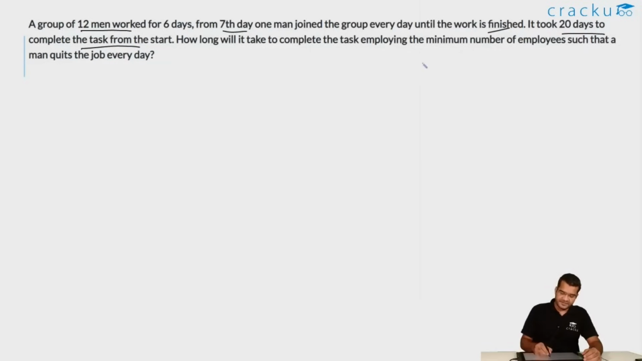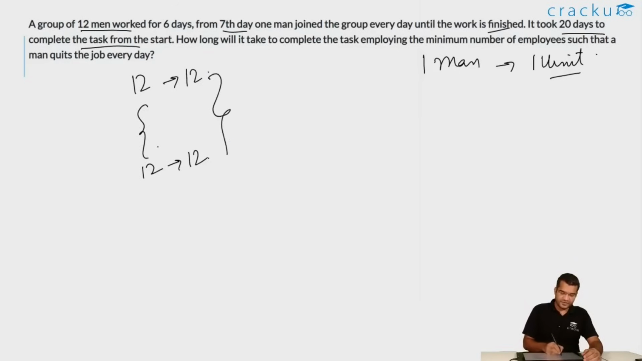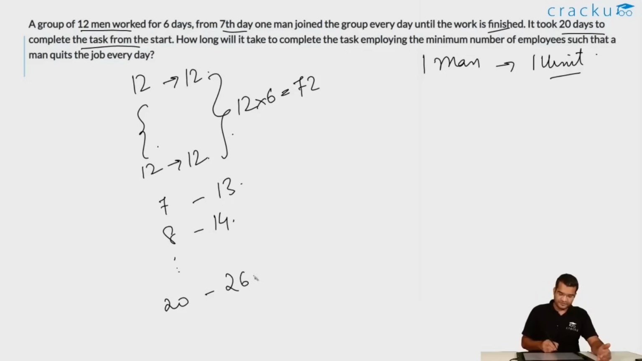So let us assume that the work that one man does every day is 1 unit. So 12 men do 12 units of work every day, and they do it for the first 6 days. So for the first 6 days, the total amount of work done is 12 into 6, which is 72 units. On the 7th day, another person joined, so there are 13 people now, and the work done will be 13. On the 8th day, 14 units of work will be done by 14 men, and so on. And on the 20th day, 26 units of work will be done.